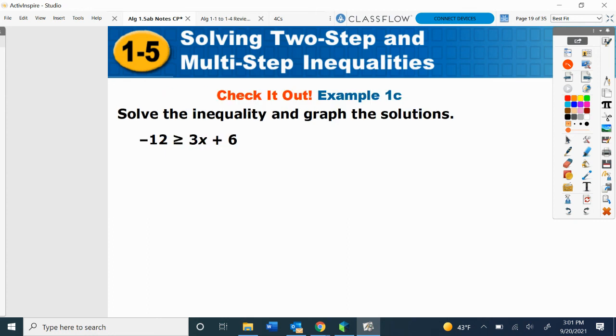Try this one out on your own, see what you come up with, and then we'll take a look at what you got for an answer. So go ahead and pause it and then check your answer when you're done.